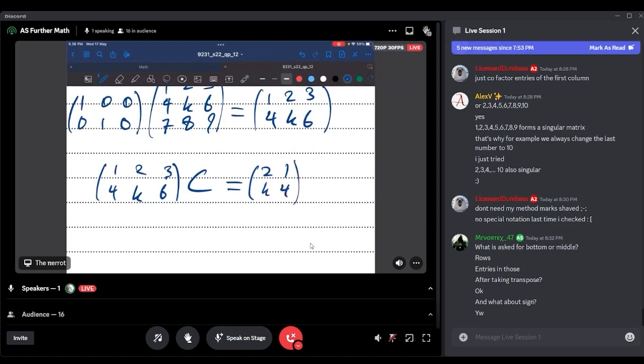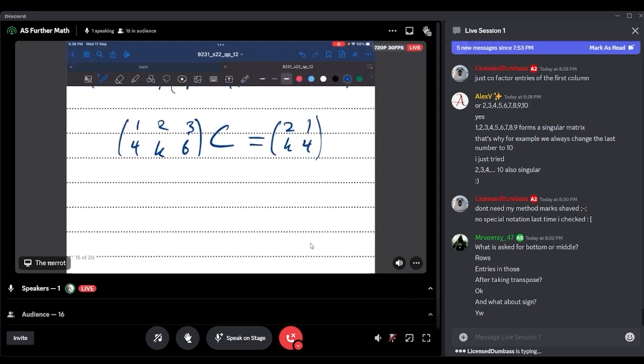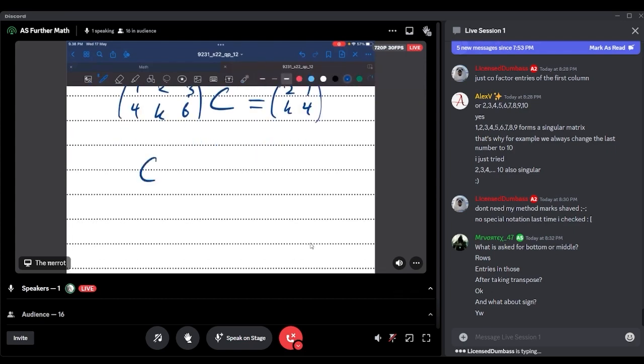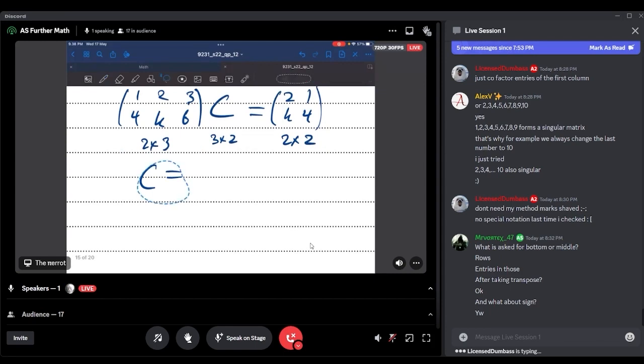If you notice 2, 1, K, 4, it's just when you get this matrix and you switch the columns. You just switch the columns. So let's try to find a C such that when you multiply it, you get it. First of all, this is a 2 times 2 matrix and this is a 2 times 3 matrix. Therefore, C has to be a 3 times 2 matrix.